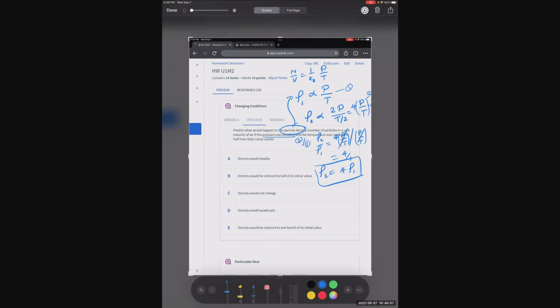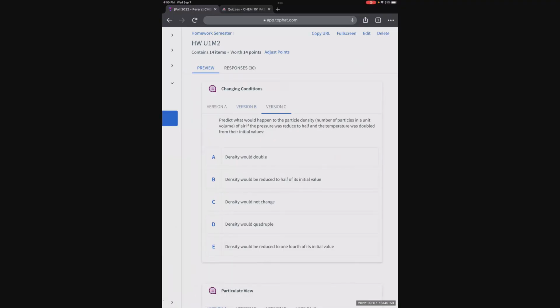Yeah, we have an option like that. Density would quadruple. So that should be the answer for version B then. And then let's go to version C. Let's take another stab at it.